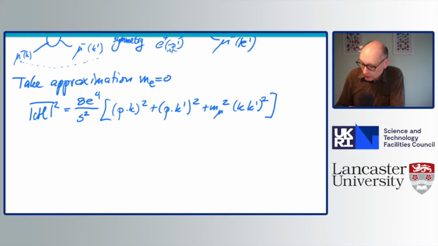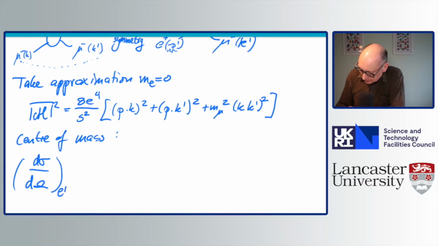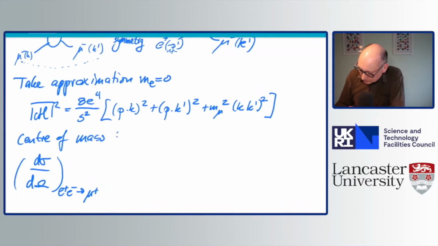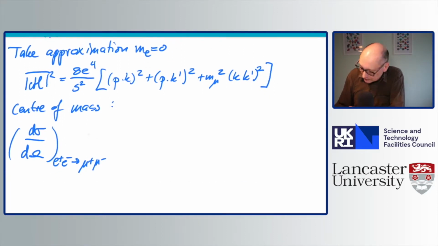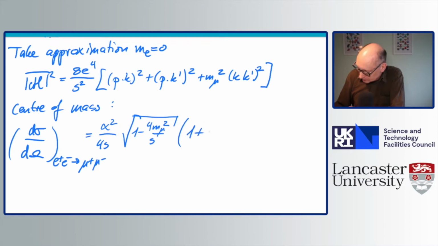So if we choose to work in the center of mass frame, then we get again that d sigma d omega for e plus e minus going to mu plus mu minus is equal to alpha squared over 4s, times the square root of 1 minus 4 m mu squared over s, and then a [1 plus 4 m mu squared over s plus (1 minus 4 m mu squared over s) cos squared theta].